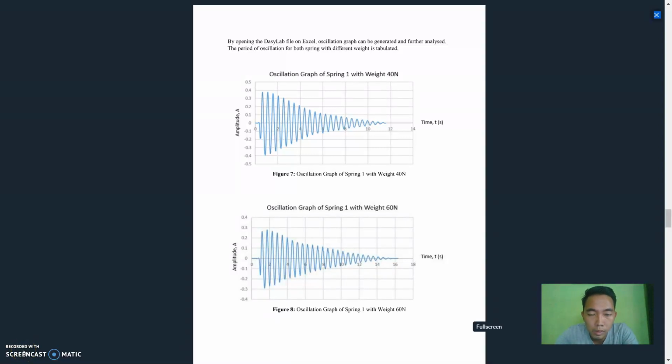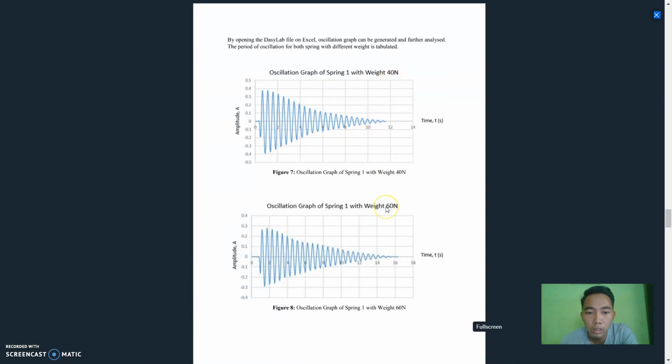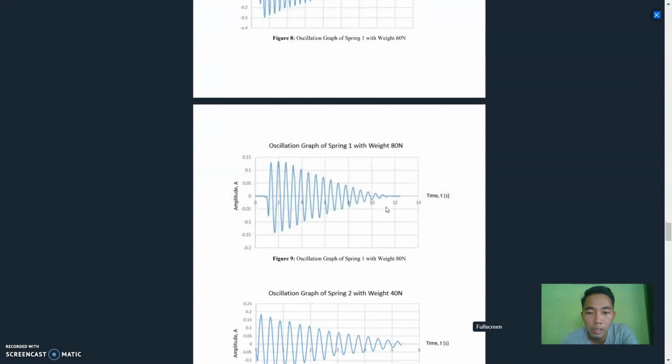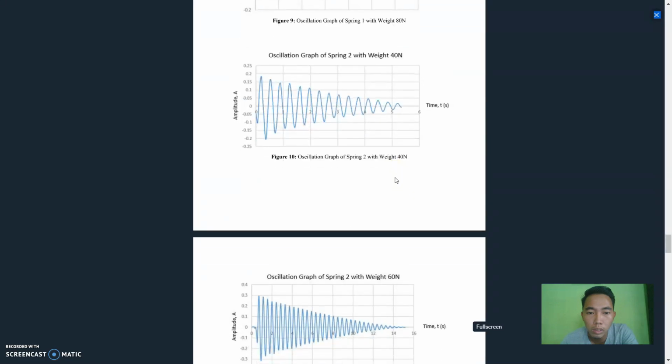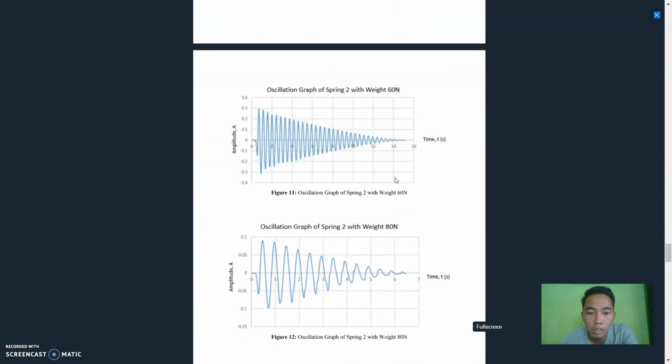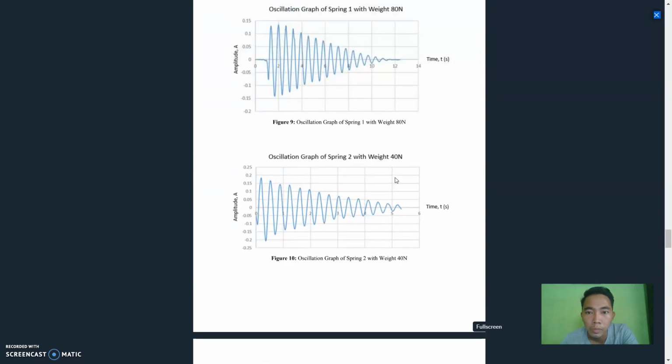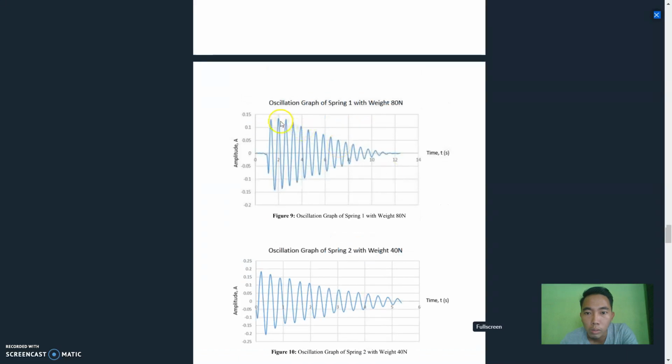Okay, today I will present about log decrement. First of all, this is the graph that we get from the spring for 40 Newton, 60 Newton, 80 Newton for the first spring, and then this one for the second spring, which is 40 Newton, 60 Newton, and 80 Newton.